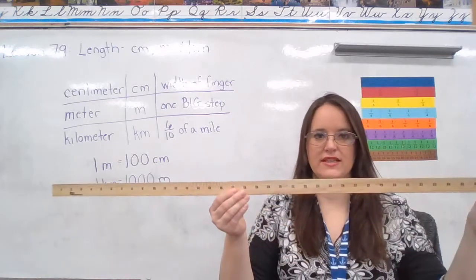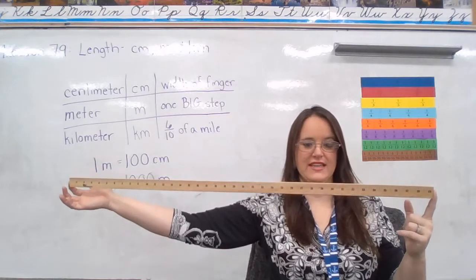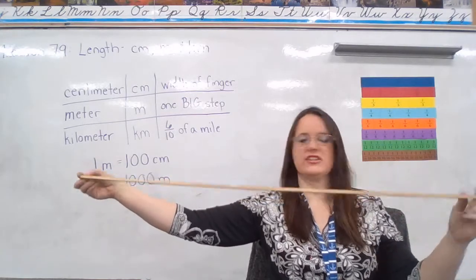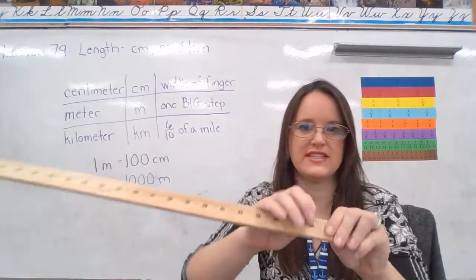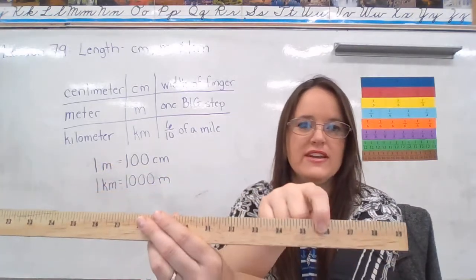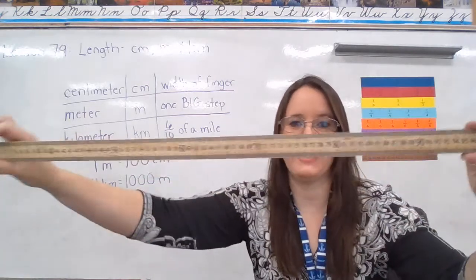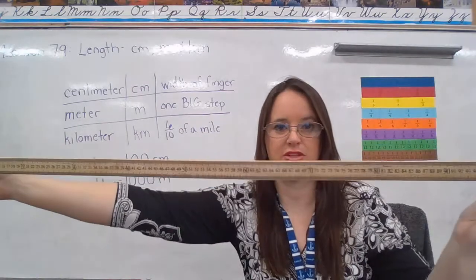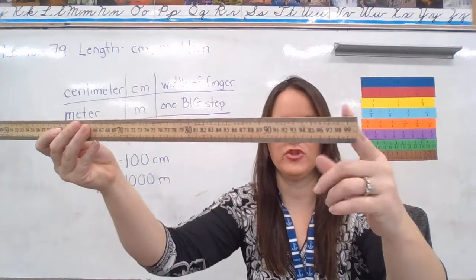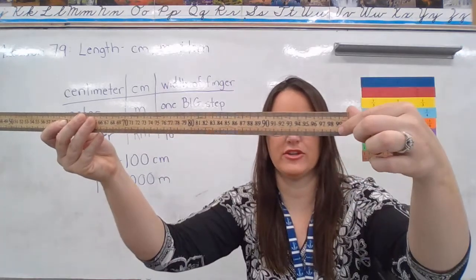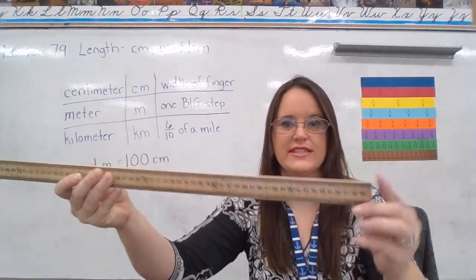Meters are just slightly longer than a yard. So here's my meter stick, and this side still measures inches, but a yard is 36 inches, so a yard would stop right here, whereas a meter has a few extra inches. On the back side is where they measure the centimeters on the meter stick, and it goes up to 100. 99 is marked off right here, so the edge of the stick would be 100 centimeters.